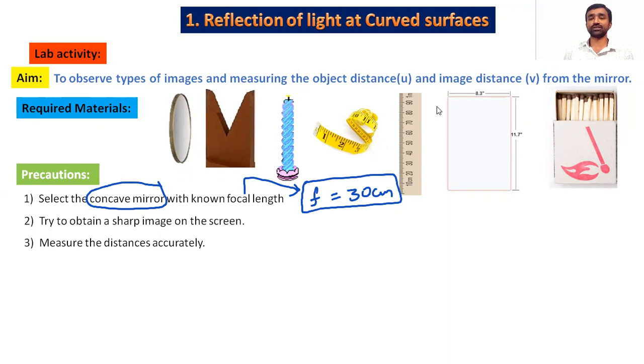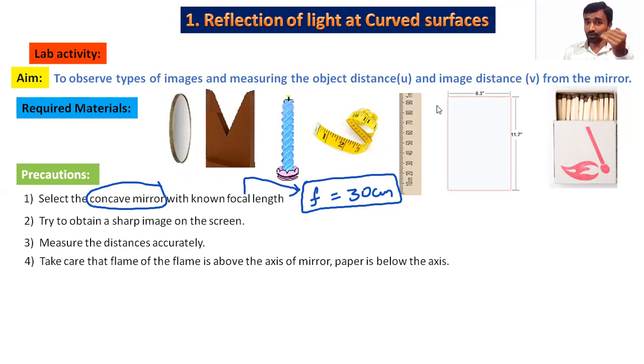Then one more precaution is there. This is very, very important. Always the flame of the candle is above the principal axis. Take care that the flame of the candle is above the axis of the mirror, and the paper you use as your screen must be below the principal axis.